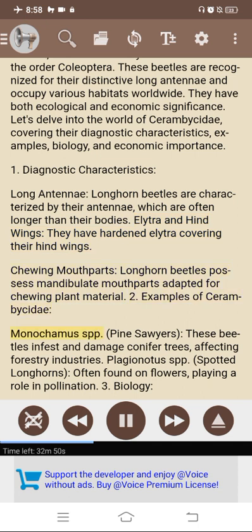2. Examples of Cerambycidae. Monochamus spp. Pine sawyers. These beetles infest and damage conifer trees, affecting forestry industries. Plagionotus spp. Spotted longhorns often found on flowers, playing a role in pollination.